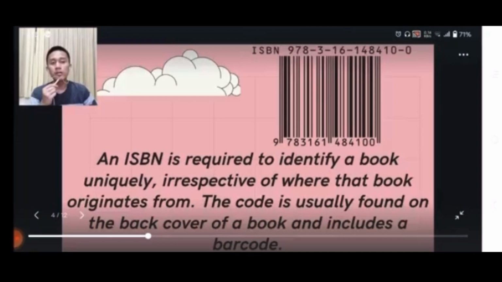So, in this upper portion, as you can see, this is an example of an ISBN. There's a barcode which consists of vertical lines, thin and thick. In the upper part also, there are letters, the ISBN, then the 13-digit number, which starts with 978 followed by 3, 1, 6, 1, 4, 8, 4, 1, 0, and 0.